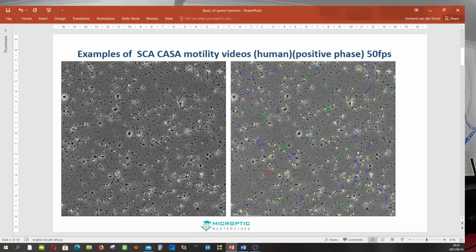So, this is typically how a semen sample would look in positive phase contrast using the CASA system of MICROPTIC. And you can see quite a dirty sample. However, when it's analyzed, it shows the tracks beautifully: the rapid progressive tracks in red, the green tracks less progressive, and then the blue ones really non-progressive tracks.